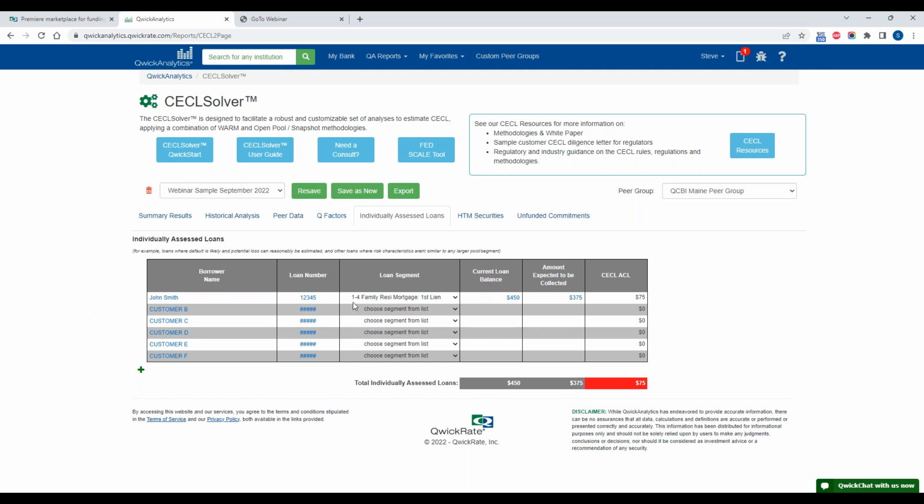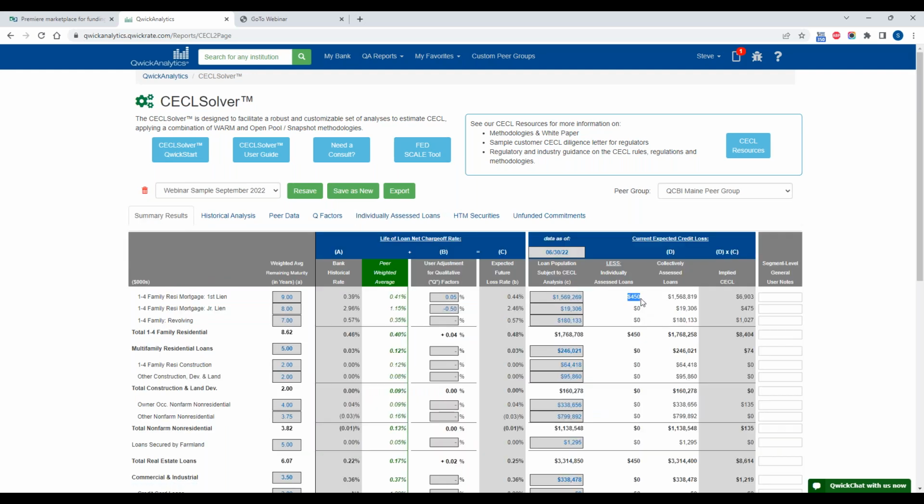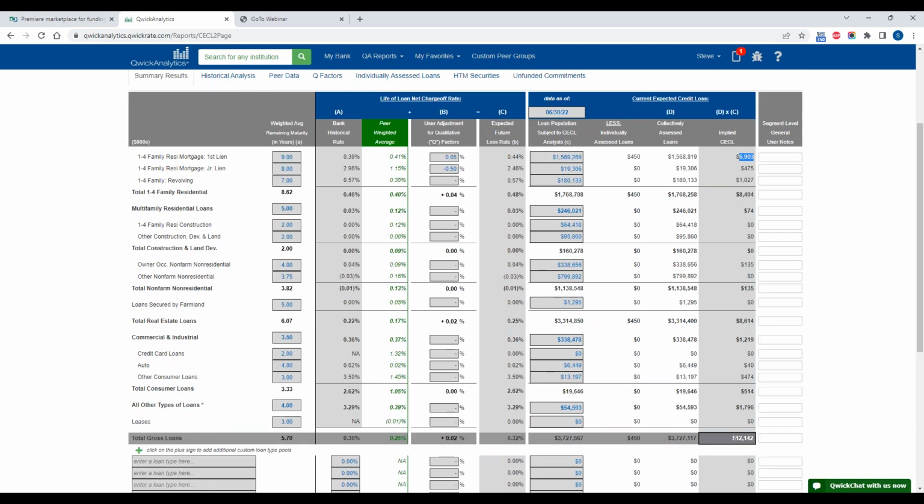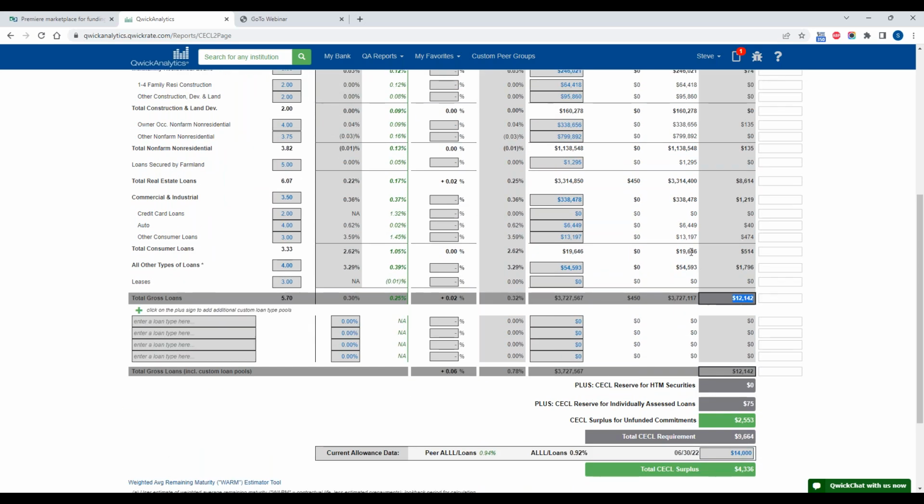But this is where you would manage those individually assessed loans, whether you do it at the loan level or at the bucket level, so to speak, the pool level. You can plug in those values here and let us know where it's coming from in the call report so we can properly back those values out of the collective pools so that we're not double counting losses. Once we've done that, we have a collective pool balance. We can calculate a CECL reserve. We can add them up. We can get a total CECL reserve here for the collective pool.